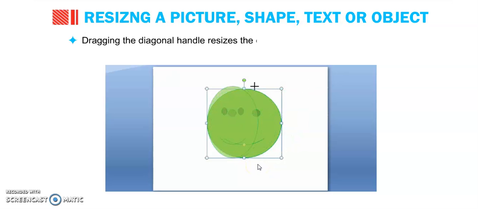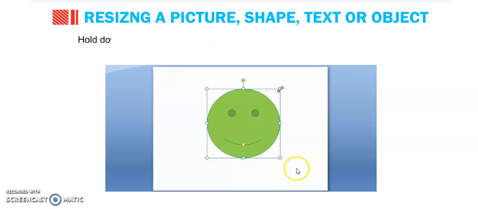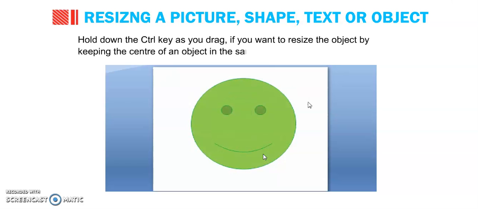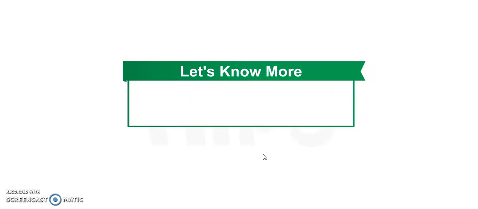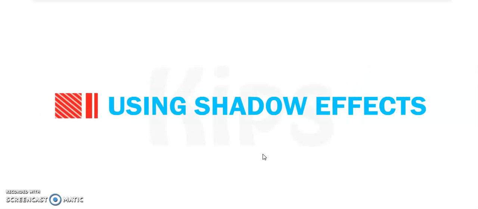Dragging the diagonal handle resizes the object both horizontally and vertically. Hold down the Control key as you drag if you want to resize the object while keeping the center of the object in the same place. Now there is another thing to know more about. Flipping means to create a mirror image of the selected shape or object.